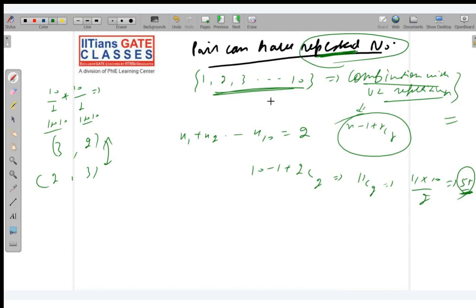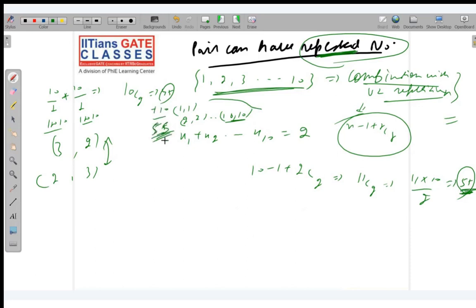See, if I was taking without repetition, the answer was very simple because there was no repetition. nCr, that is 10C2, that was 45. Now, if we allow repetition, then how many pairs will be there? Only 1,1, 2,2, up to 10,10. So only 10 extra pairs have been added. So 45 plus 10, that is 55. Same answer we have got. So this is another way, but this is not guaranteed.